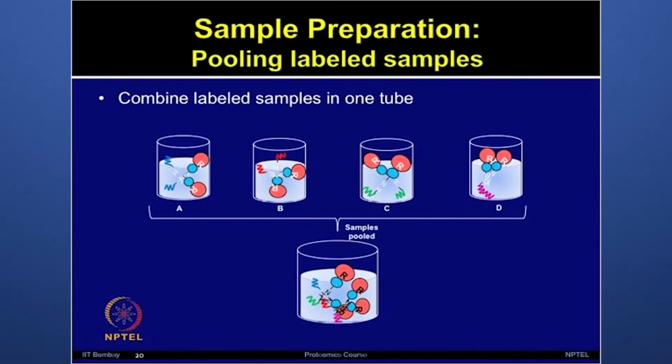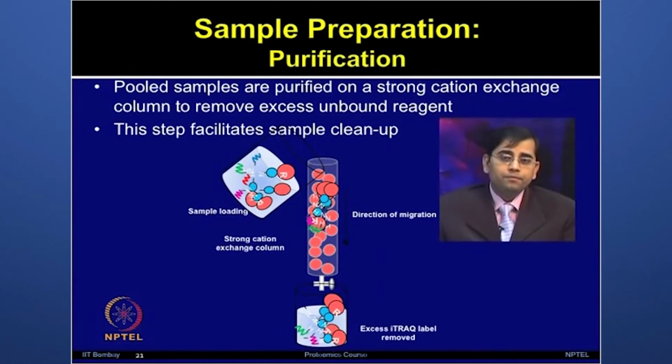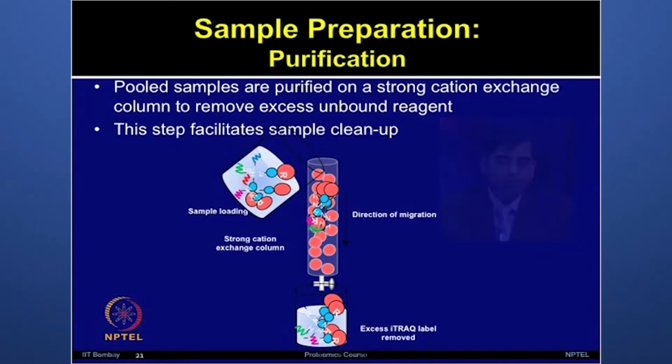Now, combine these labeled samples in one tube, so that later sample processing will not have any manual artifact. The labeling is performed separately, but after that all the labeled samples are pooled in one common tube. These pooled samples can be further purified on a strong cation exchange column, so that excess unbound reagents can be removed. This is an optional step, but it helps in proper cleaning and getting a better signal. Although not essential, it is recommended to perform this step.